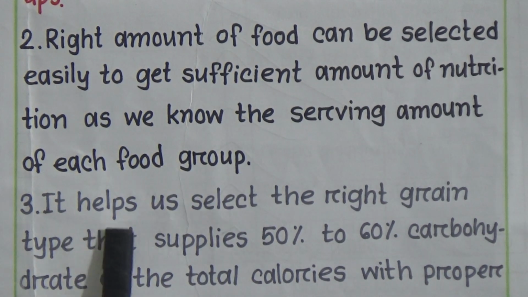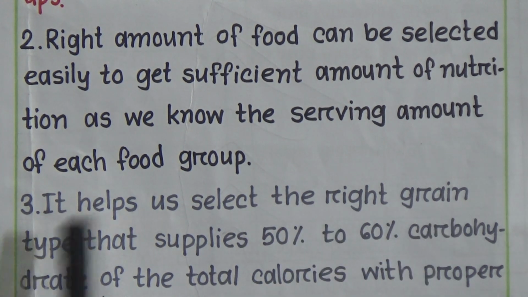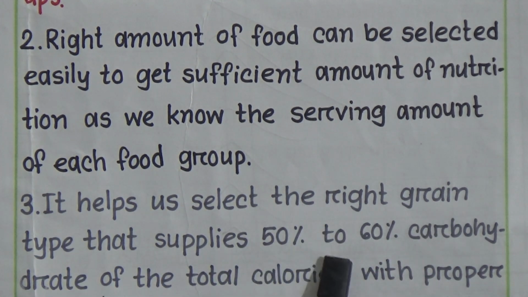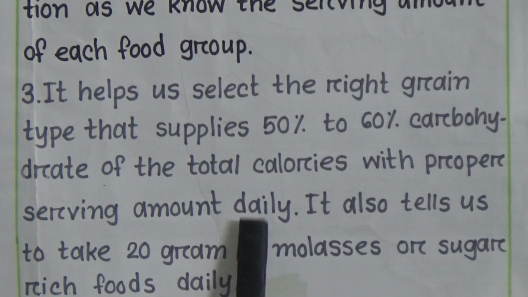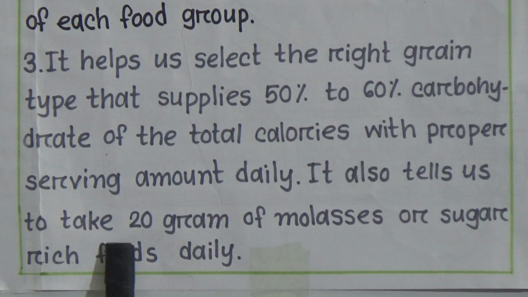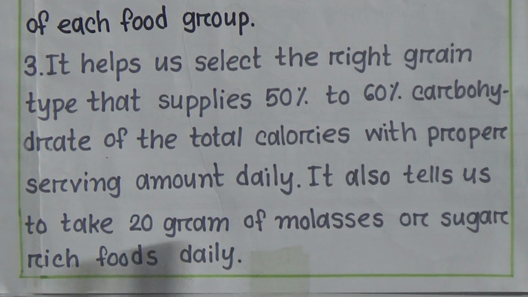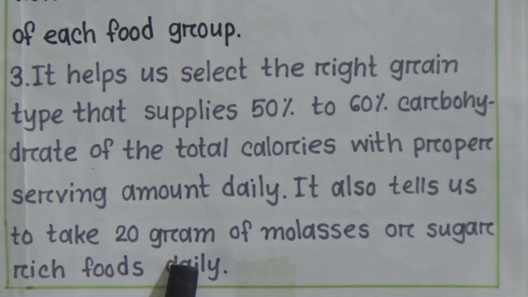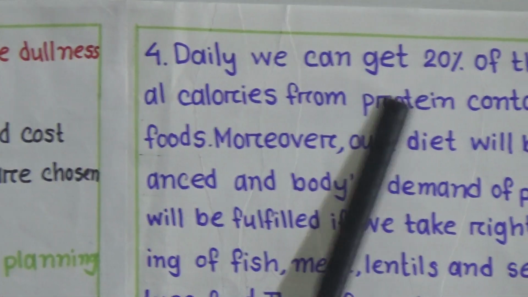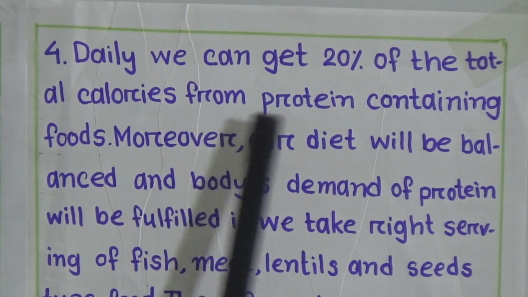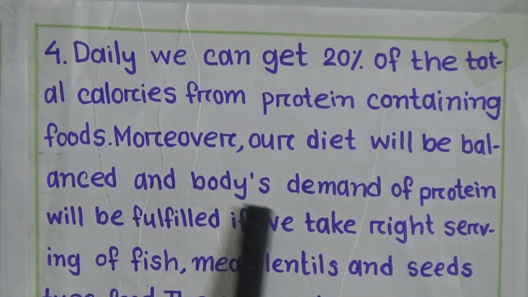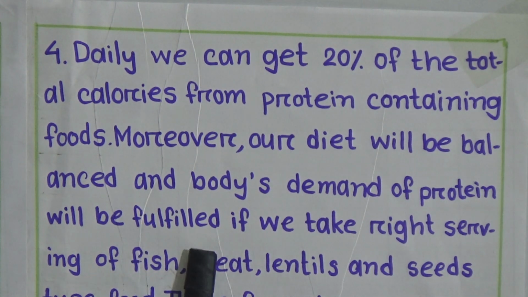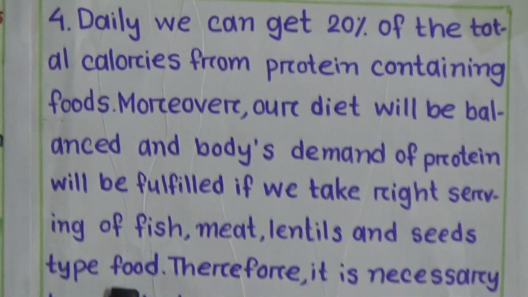Number 3, it helps us select the right grain type that supplies 50% to 60% carbohydrate of the total calories with proper serving amount daily. It also tells us to take 20 grams of molasses or sugar-rich foods daily. Number 4, daily we can get 20% of total calories from protein-containing foods. Moreover, our diet will be balanced and body's demand of protein will be fulfilled if we take right serving of fish, meat, lentils and seeds type food.